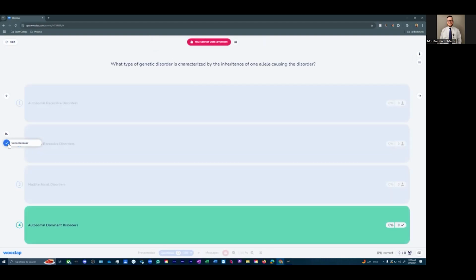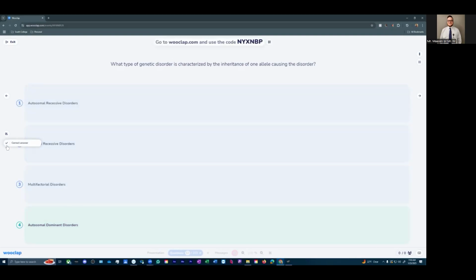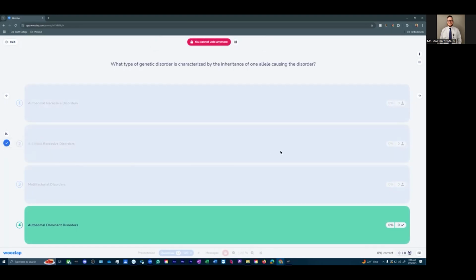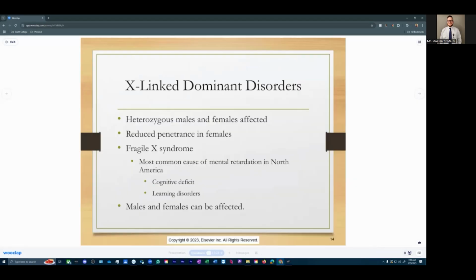Okay, the correct answer is the dominant disorders. For autosomal recessive, they would need both lowercase letters. They need both those recessive genes to cause the disorder. Now, in autosomal recessive, they can be a carrier with one big and one little and have that recessive gene and pass it on. But in autosomal dominant disorders, they cannot, because the dominant gene takes over. So if they have that dominant gene, they're going to have the disorder. If they don't have it, then they're not a carrier. They don't pass it on. So the answer to the inheritance of just one allele causing a disorder is autosomal dominant.